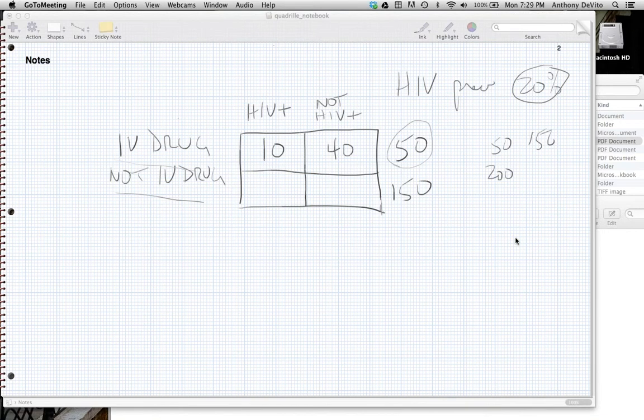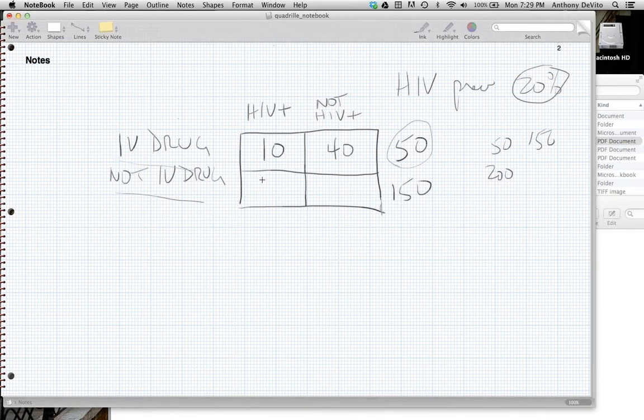If IV drug use has nothing to do with being HIV positive, out of those 150 people, I'd expect 20% again to be HIV positive. 20% of 150 is how many? 30, right? Everybody agrees 30? Okay, 120. Those are my expected values for this table.